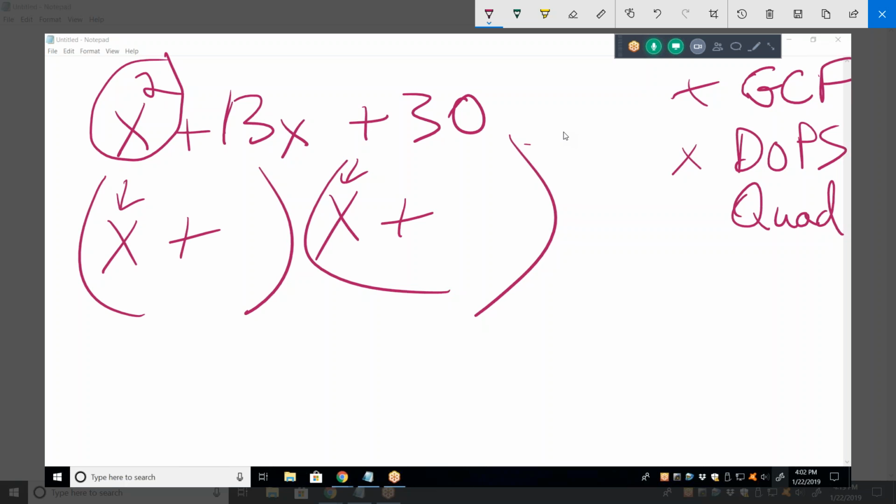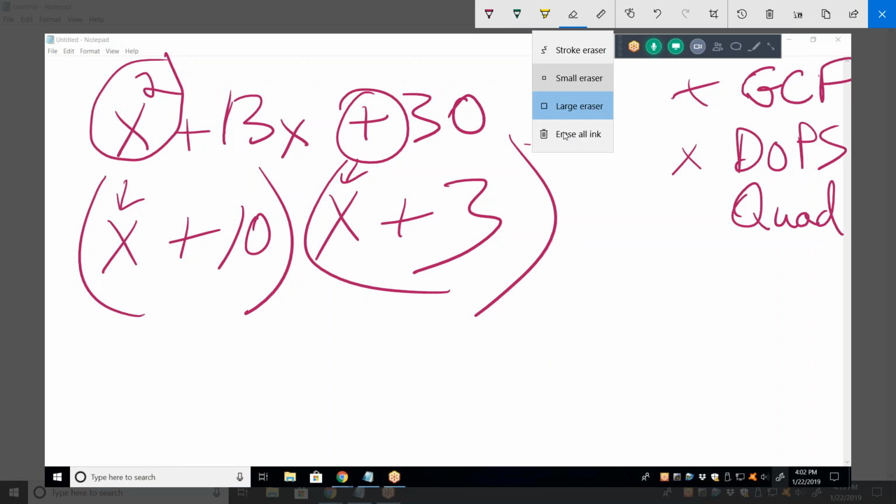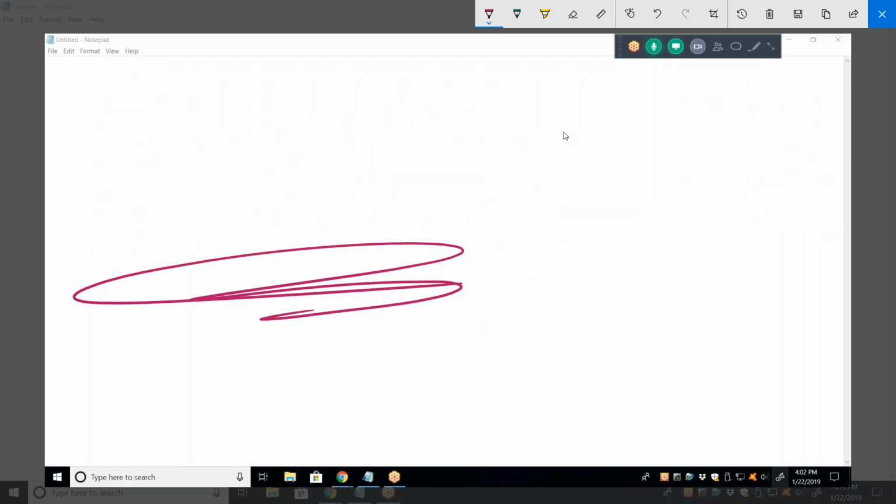Third step, verbalize. Taking the factors of 30 that add up to 13. Okay, finding the factors of 30 that add up to 13. What are they? 10 and 3. Okay, perfect. I don't even need to decide where the 10 goes and where the 3 goes. So whenever that's a positive number, it's a 3-step process. I'm going to give you one more just to, whoops, hold on a second.